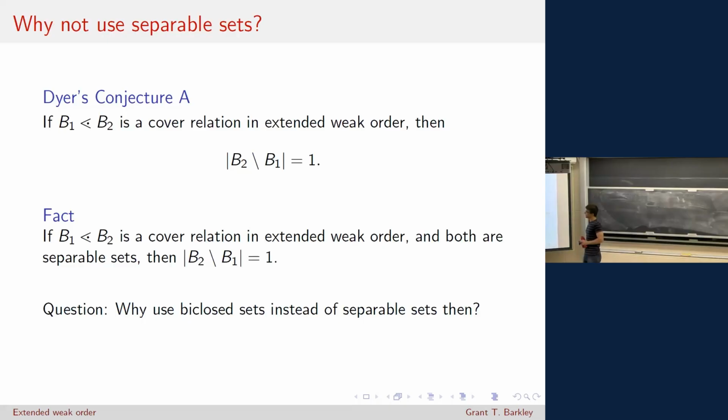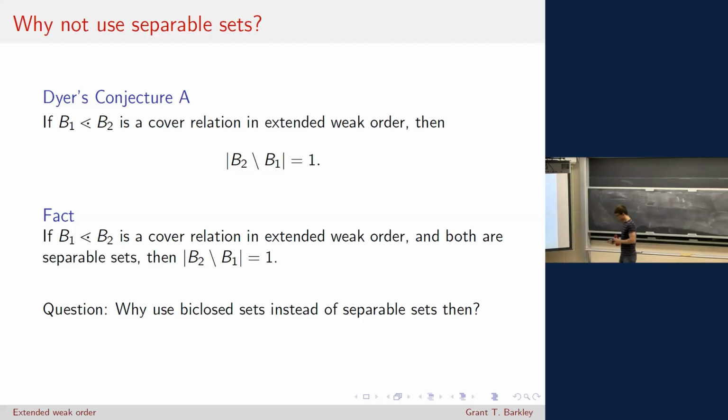Okay, so one point that might come up is why not use the separable sets, these things that correspond to regions of the Coxeter arrangement? I mentioned that we're going to be adding all these regions at the back of the Coxeter arrangement. Why not just add those and not whatever other biclosed sets exist? Here's one reason: Dyer's conjecture A is fairly easy to prove for the separable sets. If I have a cover relation in extended weak order, and both of these two biclosed sets are actually separable, then this cover relation is given by adding a single root.